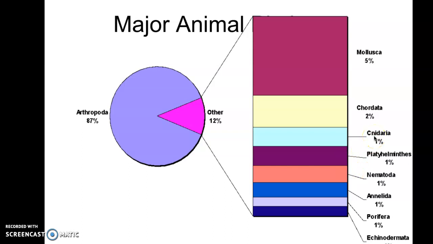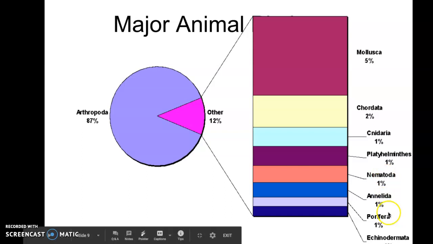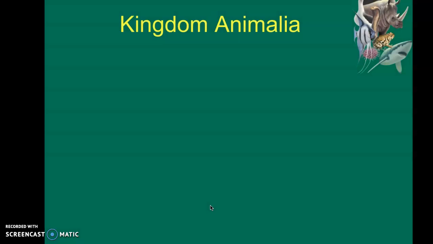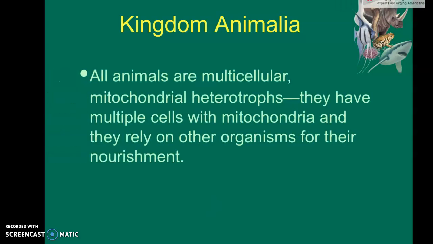Cnidarians are jellyfish and hydra. Platyhelminthes are flatworms, and roundworms and nematodes are 1%. Annelids, like earthworms, are 1%, Porifera, sponges, are 1%, and then Echinodermata, which are starfish, are 1%. So arthropods are the most dominant, especially insects, the most successful animal in all of the groupings.